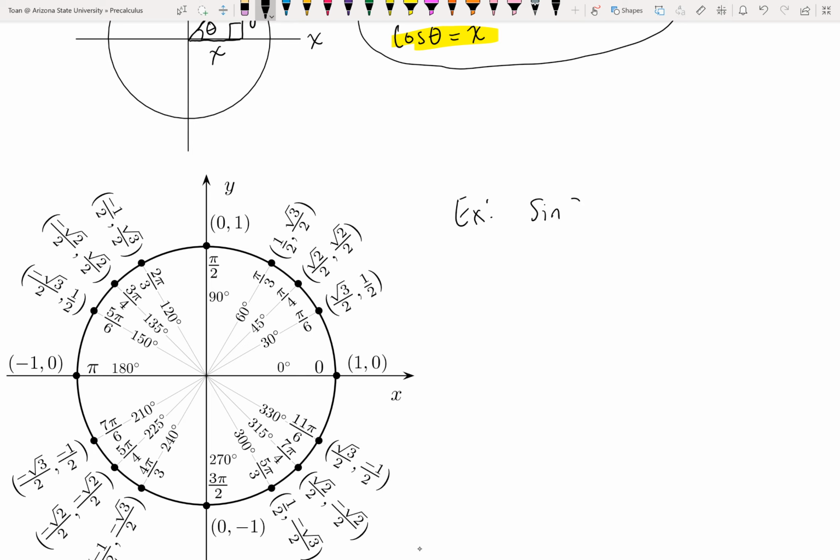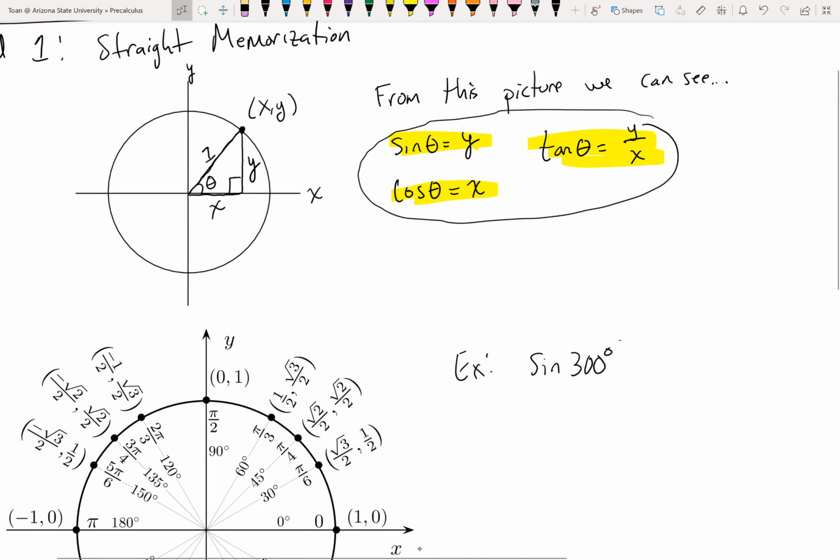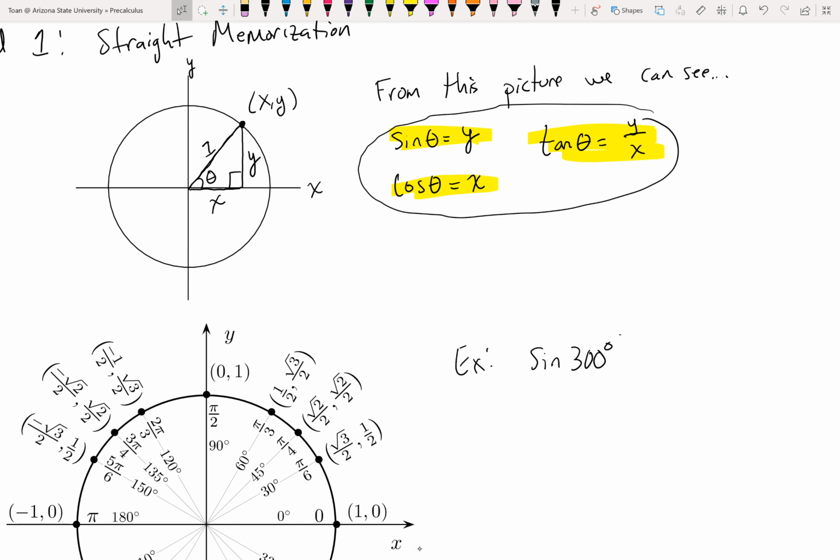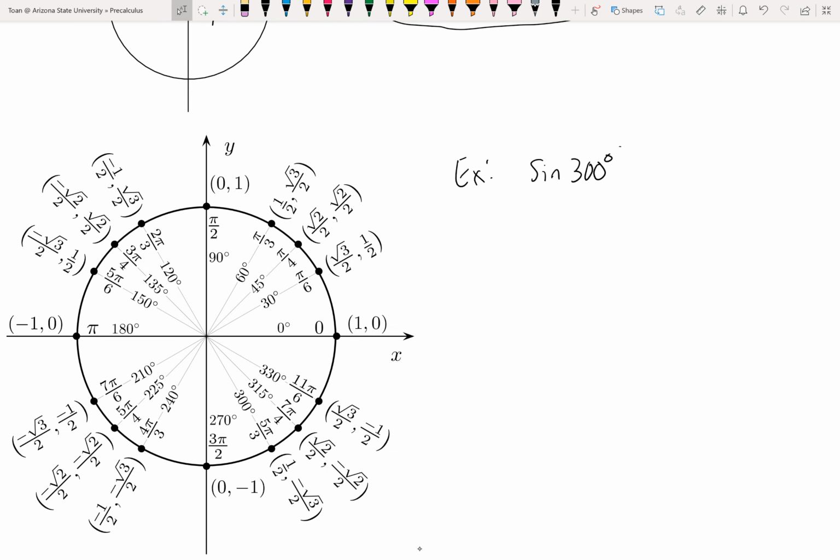What is sine of 300, right? I'm asking for sine. According to this logic, sines are the y values. So I look at the angle 300. Oh, here's 300. What is the y value? Oh, the y value is negative radical 3 over 2. Therefore, that's the answer. Sine of 300 is negative radical 3 over 2.